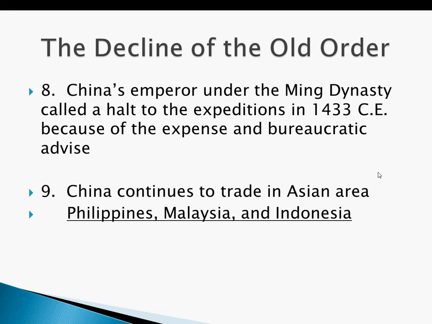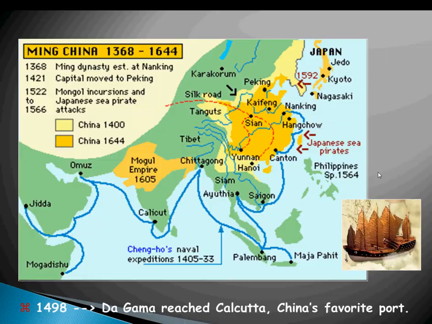Later Chinese emperors under the Ming Dynasty felt that these expeditions were far too expensive, and so they will decide not to do that. They sort of become isolated in terms of ideas from the West, which will be eventually their downfall. They will continue to trade with the Philippines, Malaysia, and Indonesia.